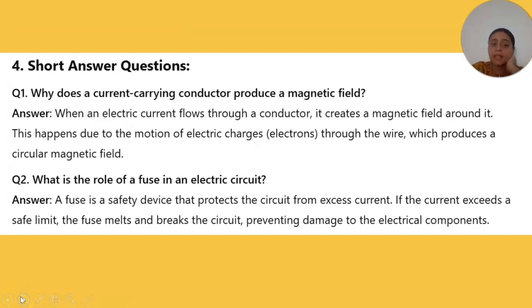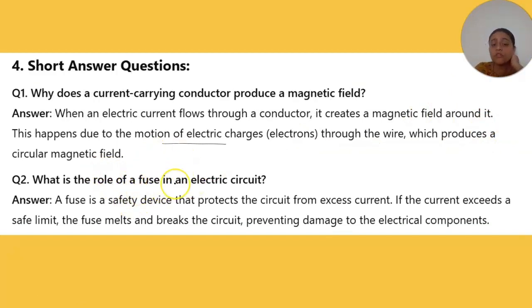Okay, and then the short answer questions. Why does a current carrying conductor produce a magnetic field? Because it creates a magnetic field around it. This happens due to the motion of electric charges. You already know the heating effect, right? So this is what produces the magnetic field through the wire, which produces a circular magnetic field.